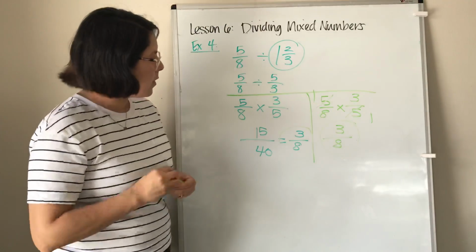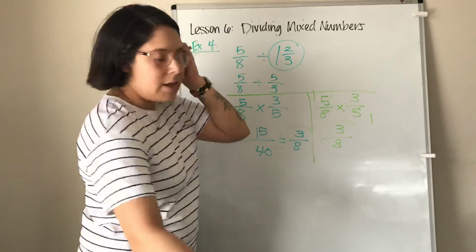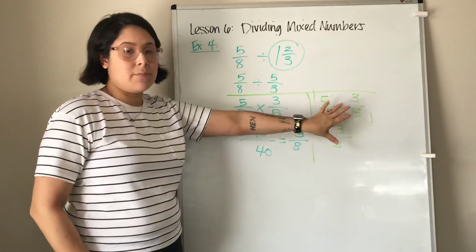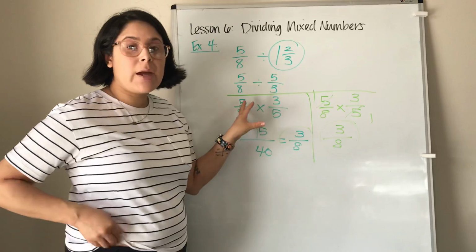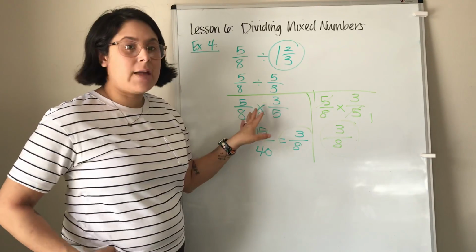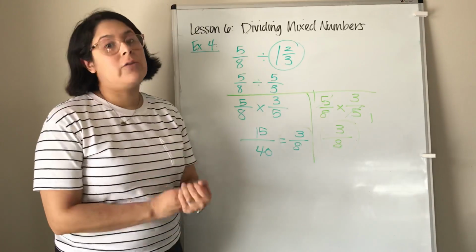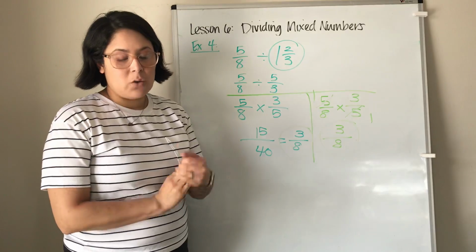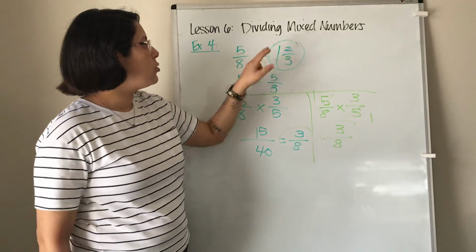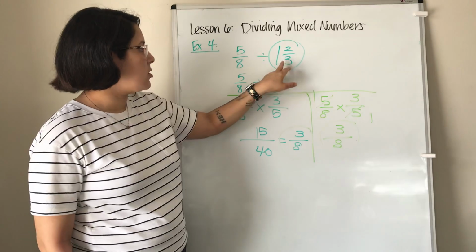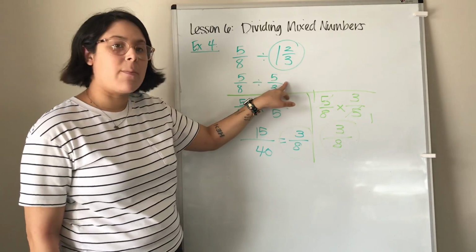Okay? All right. So again, if you don't understand this shortcut, then don't do it. Okay? You should already know how to do the regular way. We already learned how to do that. So make sure you follow the steps. The only new step is step 1, which is change your mixed number to an improper fraction. So you're changing this mixed number into an improper fraction.